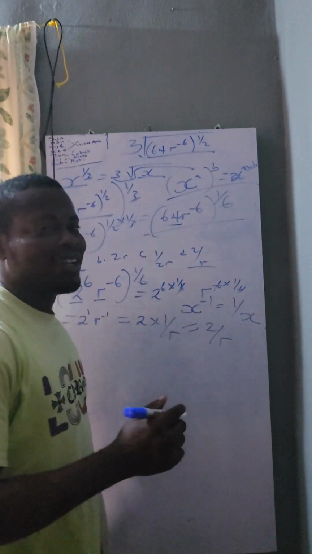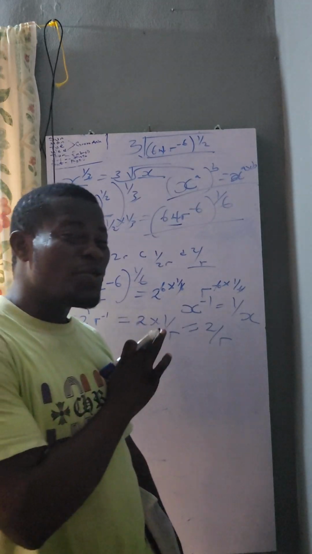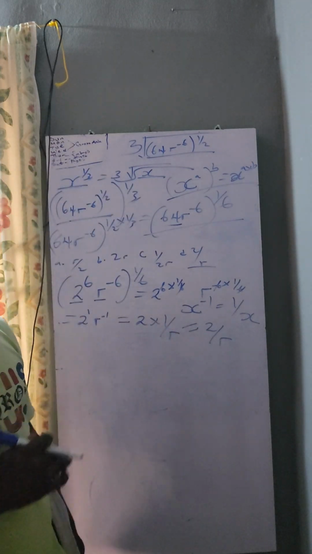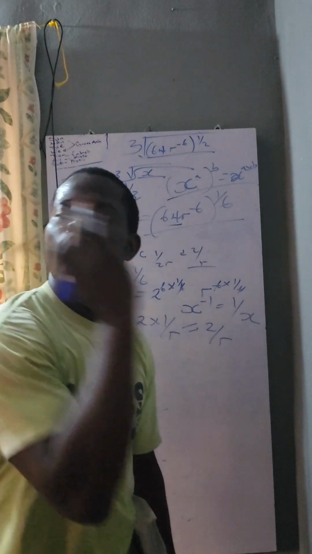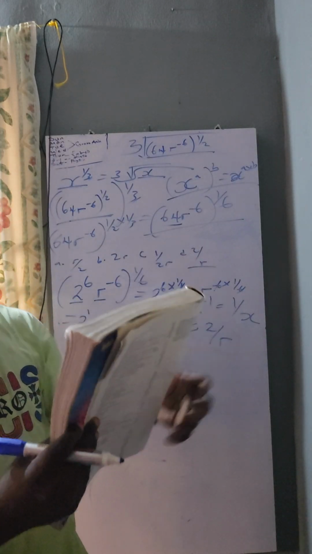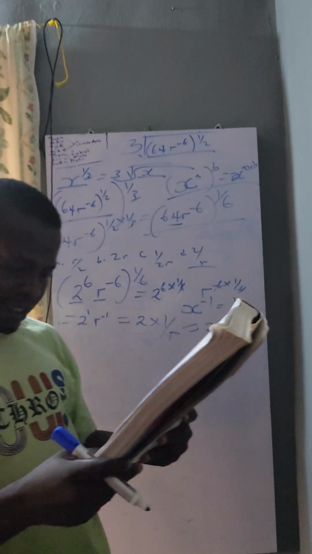Now, I hope you guys are getting this. It is also 2 over r. So we have our answer there. Just understand the law and when to apply the law. Indices is a very, very interesting aspect of mathematics.